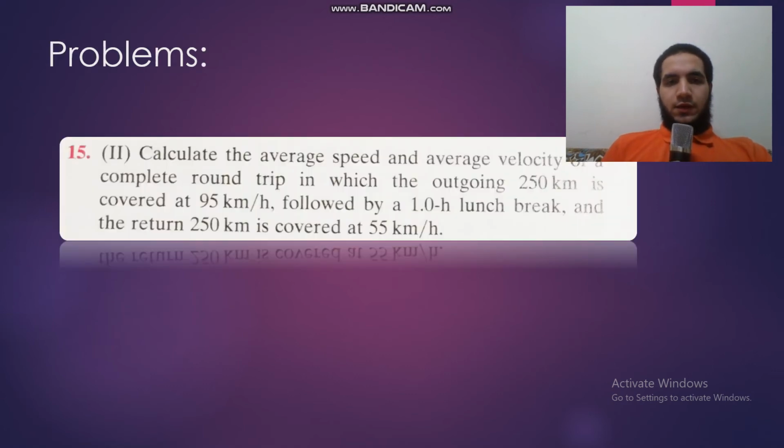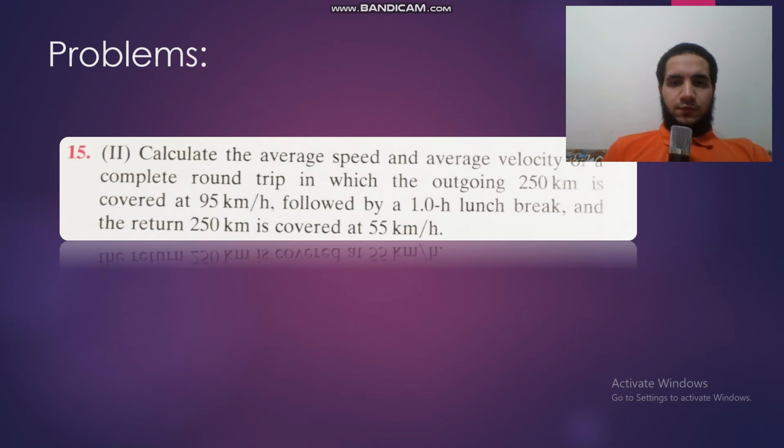Okay, here we have a problem. Calculate the average speed and average velocity of a complete round trip in which the outgoing 250 km is covered at 95 km per hour, followed by a 1 hour lunch break, and the return 250 km is covered at 55 km per hour.